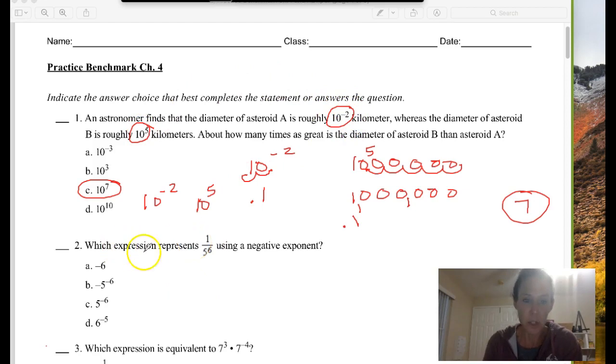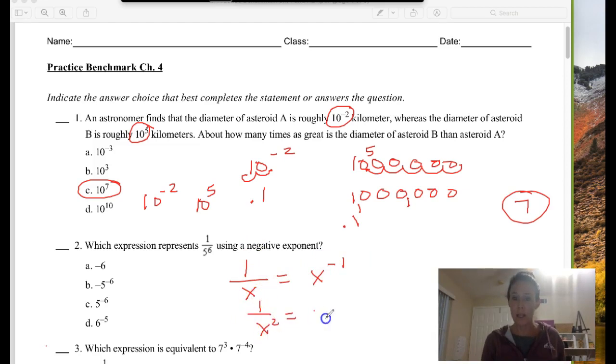All right, let's look at number 2. Which expression represents 1 over 5 to the 6 using a negative exponent? Remember, negative exponent basically looks like this. 1 over any number, we're using x to represent any number, is equal to that number to the negative first power. 1 over x is x to the negative first power. 1 over x squared equals x to the negative 2 power. That negative exponent just brings it to the denominator, okay? And you guys will learn a little bit later more about that.